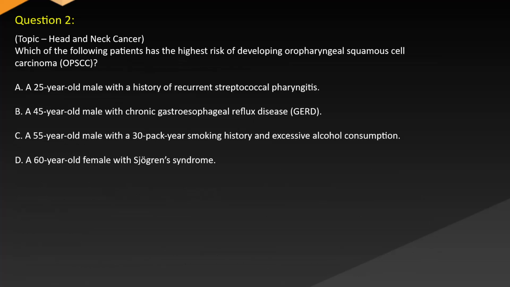Question 2. Topic: Head and neck cancer. Which of the following patients has the highest risk of developing oropharyngeal squamous cell carcinoma, OPSCC? A. 25-year-old male with history of recurrent streptococcal pharyngitis. B. 45-year-old male with chronic gastroesophageal reflux disease, GERD. C. 55-year-old male with 30-pack-year smoking history and excessive alcohol consumption. D. 60-year-old female with Sjogren's syndrome.